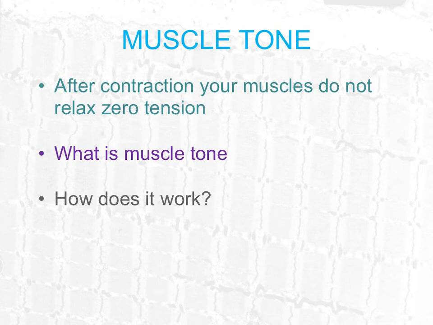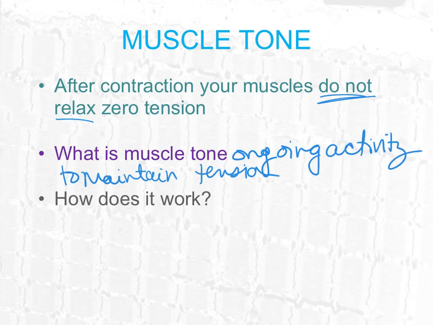Okay, so I think this is almost the last thing I want to talk about. This is the idea of muscle tone. When we relax, muscles don't relax to zero tension. They always stay a little bit active to keep some tone. So it's ongoing activity to maintain tension. You have a bit of tension in your muscles, even when you're sleeping and things.